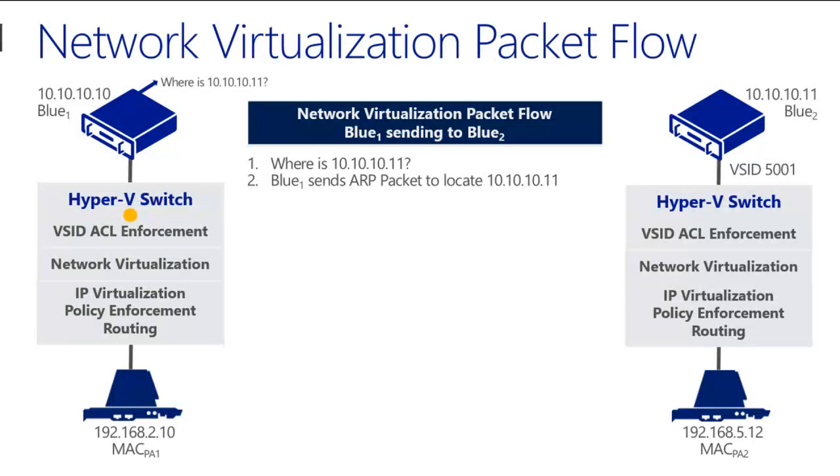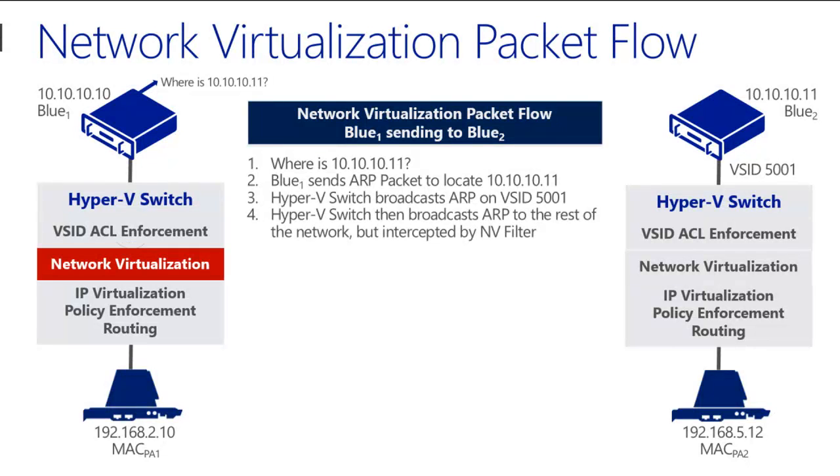The Hyper-V switch is going to look across its VM network and see if the VM that it's looking for is currently located on the same Hyper-V host, because that's going to save a lot of time, a lot of effort. So it broadcasts that ARP on the local virtual subnet ID, the VSID, so the blue network, essentially. So it broadcasts that out, and if nothing comes back, the Hyper-V switch then broadcasts that ARP on from its vSwitch into what's still within the vSwitch, but the network virtualization layer catches it.